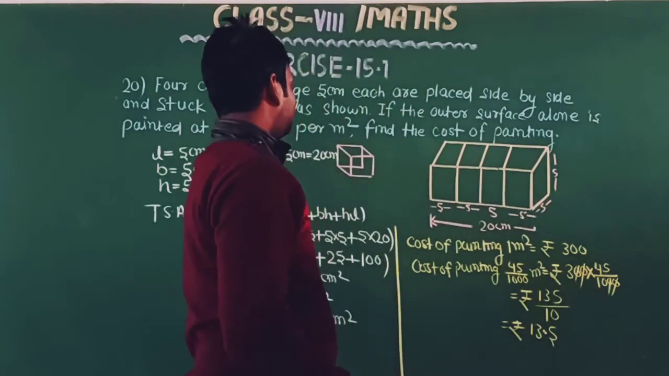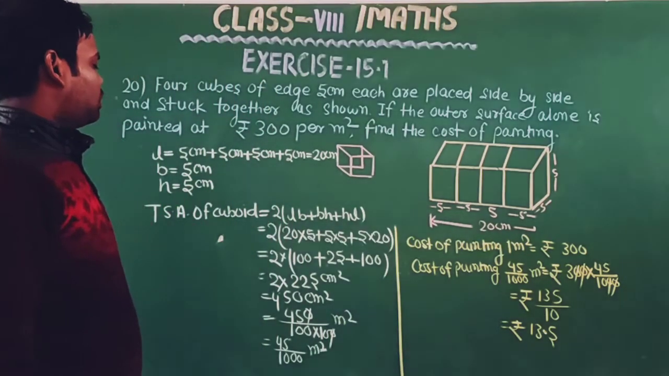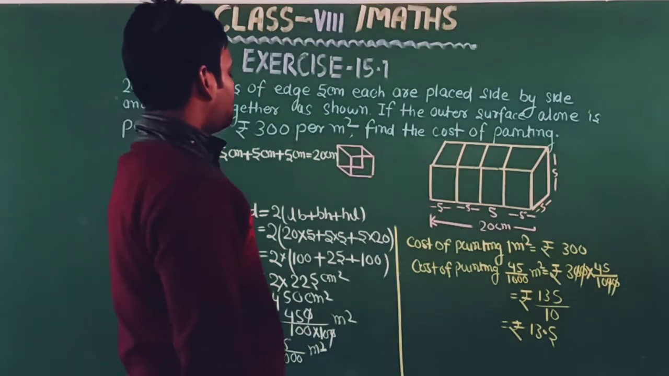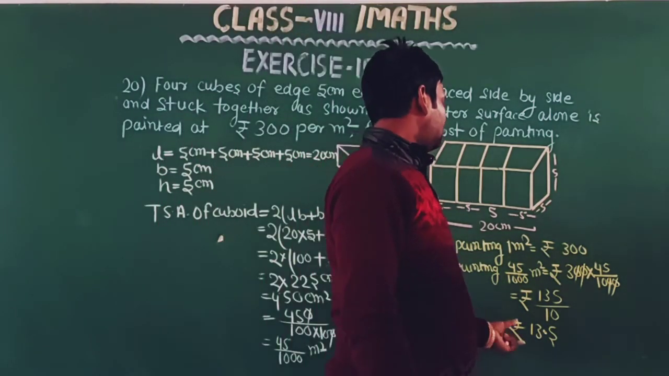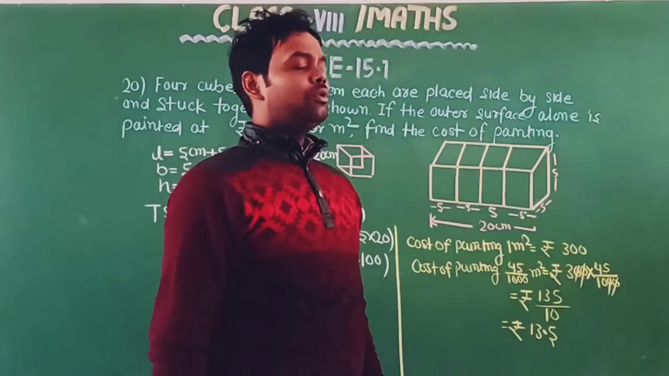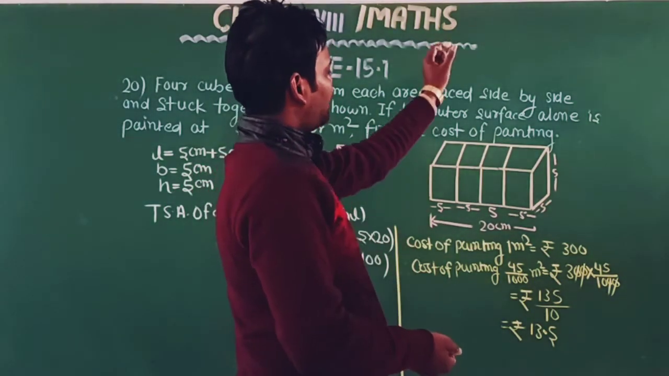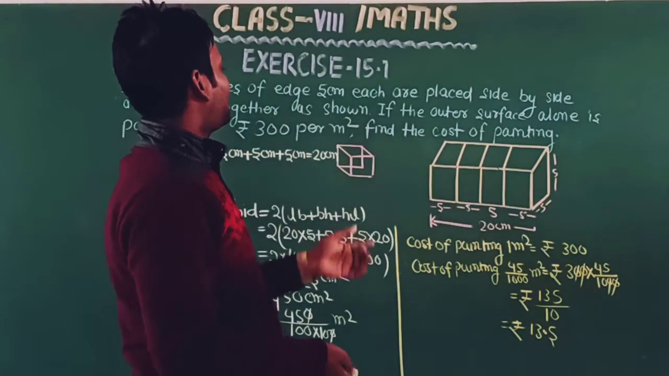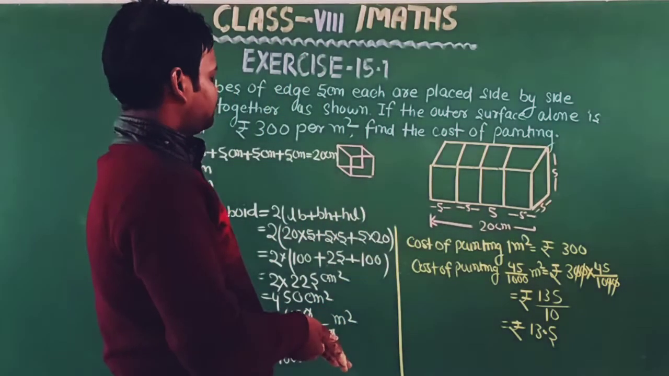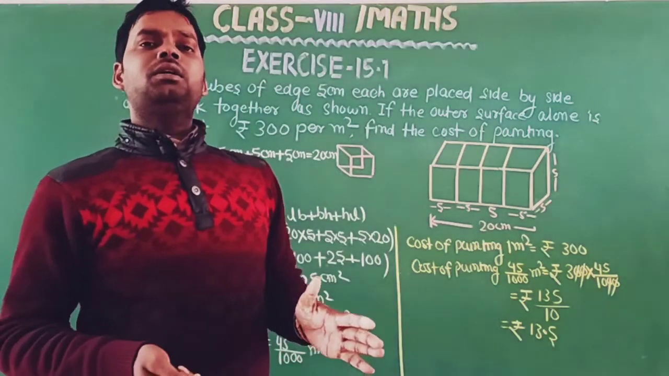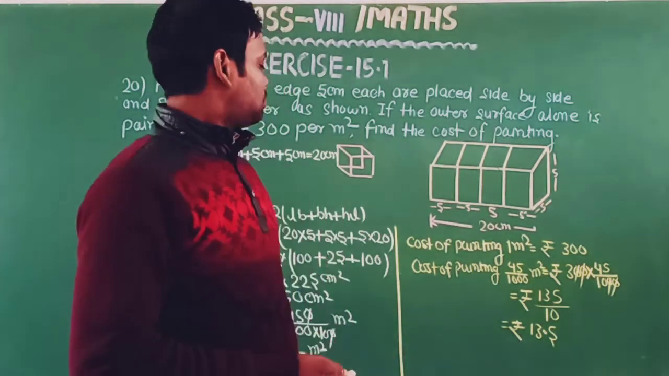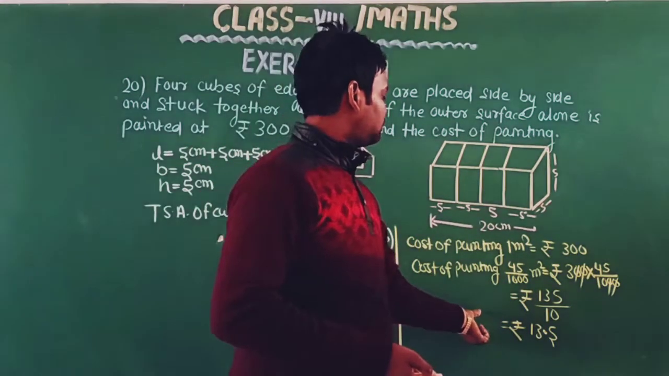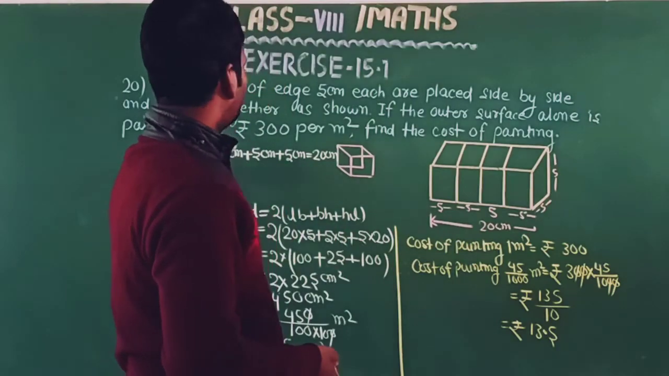So the total cost of the painting is 13.5 rupees, for this figure made of 4 cubes of side 5 centimeter joined end to end. So this is the required answer of this question.